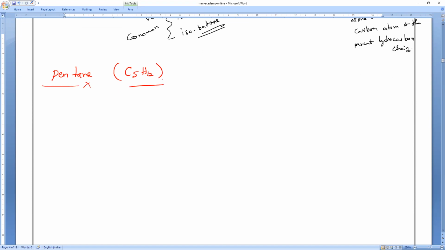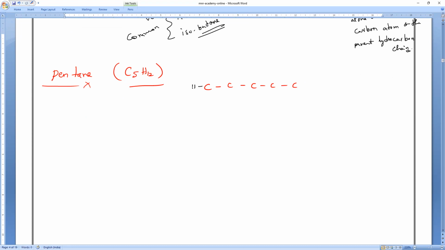C5H12. So you can write it, everybody. Pentane. First, all carbons are in a straight chain: 1 carbon, 2 carbon, 3 carbon, 4 carbon, 5 carbon. Remember, the minimum number of carbons in the carbon chain should not come down to less than 3.